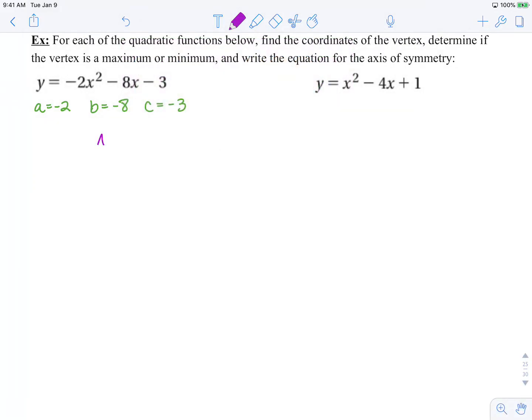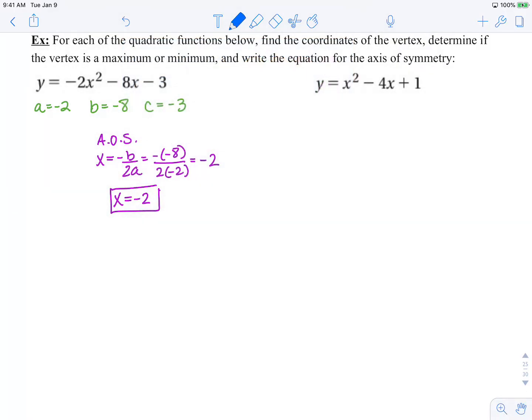So if we're looking for that axis of symmetry, we know that x equals -b over 2a for the equation of that line. So that's -8 over 2 times -2, and that becomes 8 over -4, which is -2. So our axis of symmetry is x equals -2.